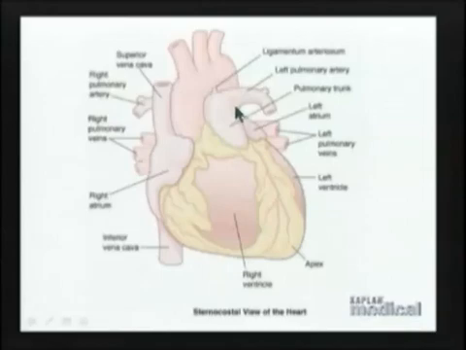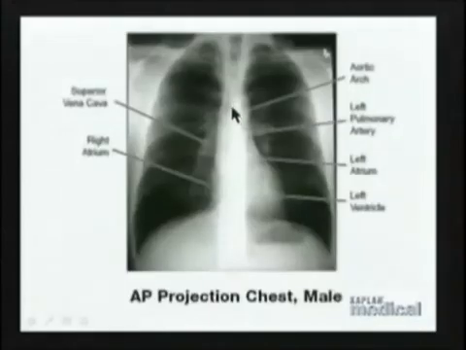So let's now turn our attention to an X-ray, a frontal projection of the chest, which could easily be an AP or a PA projection. And we can see what's called the heart shadow, which we now know is more than the heart, it's the mediastinal shadow.